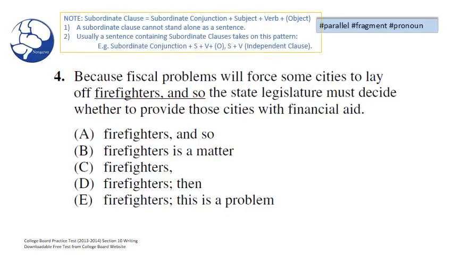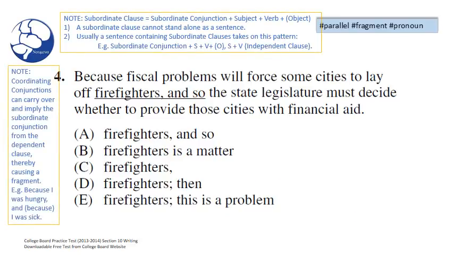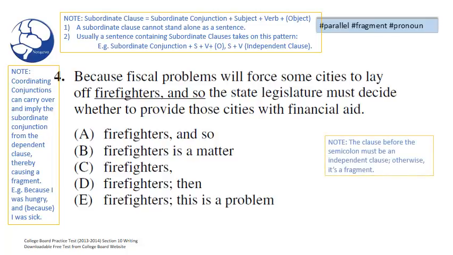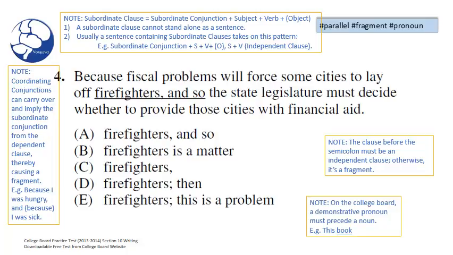Okay, here we go for the third time. Remember, we've kept the notes here on the screen for your convenience. And remember, we're dealing with parallel, fragment, and pronoun errors as indicated by our hashtags in the top right corner of the screen. So I'm going to go ahead and read the question one more time. I'm going to give you a moment to pause the video so you can try to apply all the grammar that you've learned and solve this question yourself. Then we're going to go ahead and solve it on our side. Are you ready? Here we go.